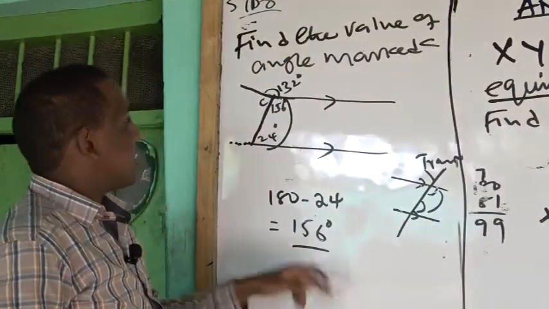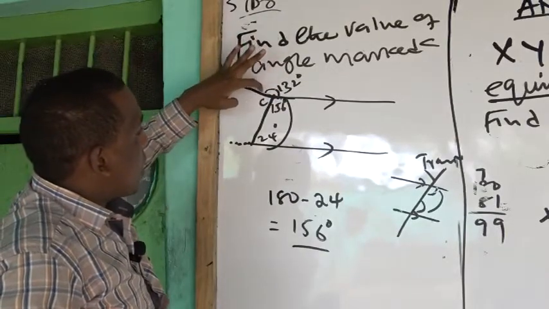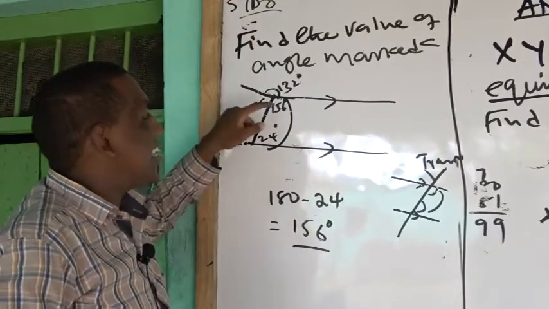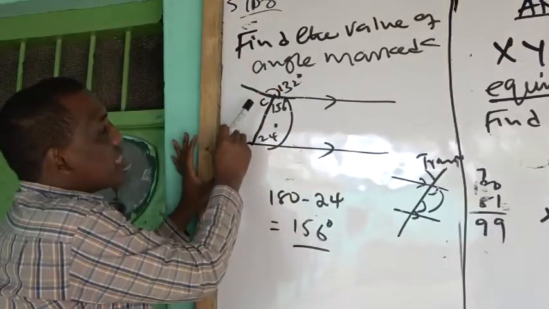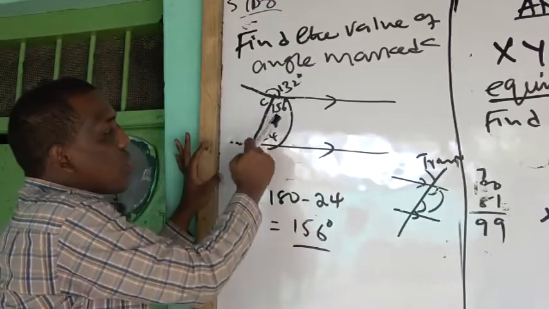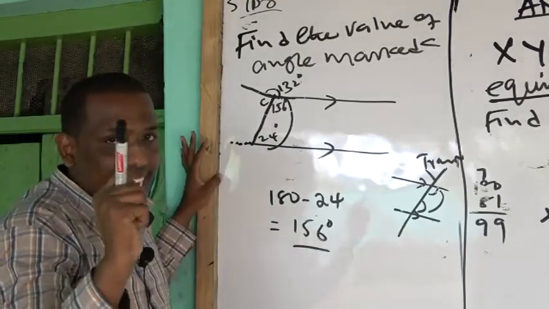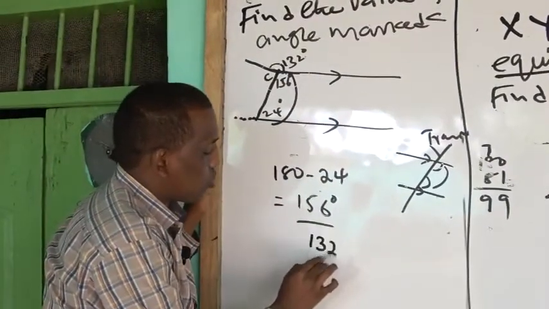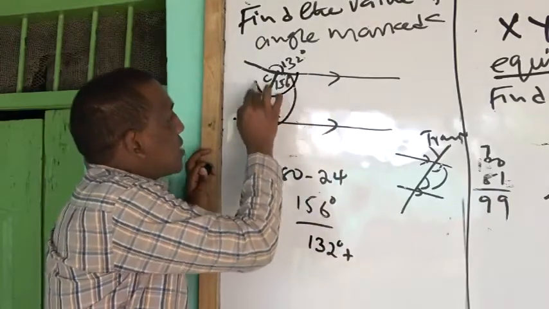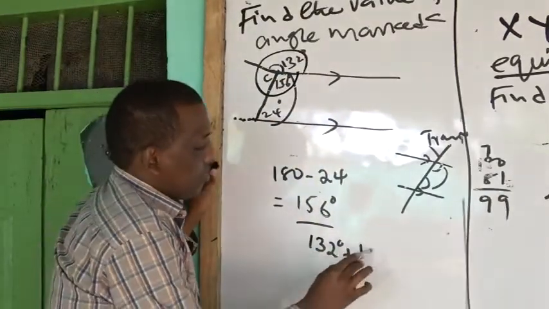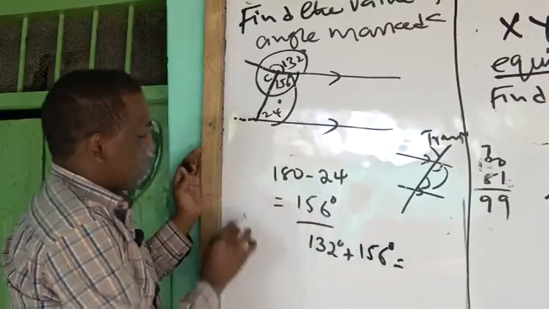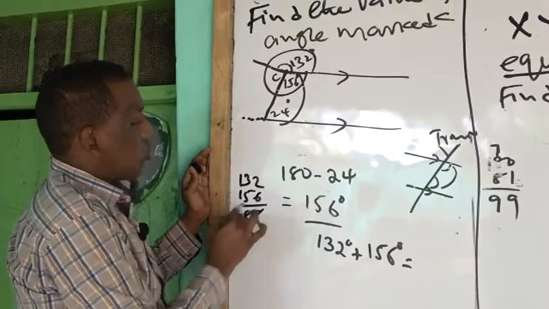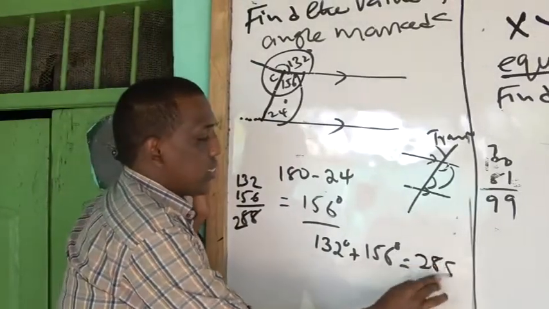It's very easy to find the C. Remember this junction, angles at a point add up to 360 degrees. When you add this angle C, 132, and 156, you must get 360 degrees. So what do we do now, since we have two of them? We add the two we have. So 132 degrees plus this angle plus 156 degrees. So let us add. 132 plus 156, you get 288.